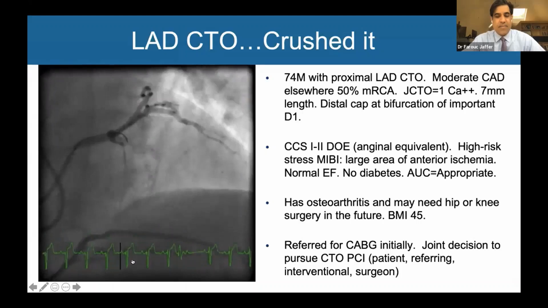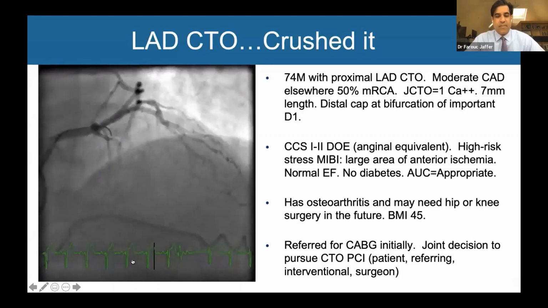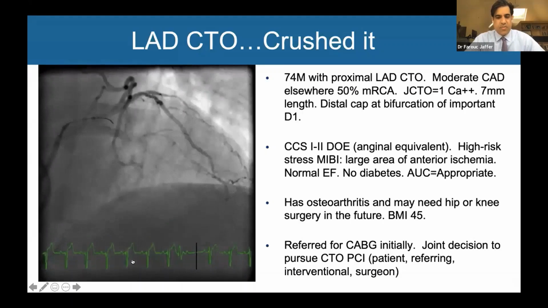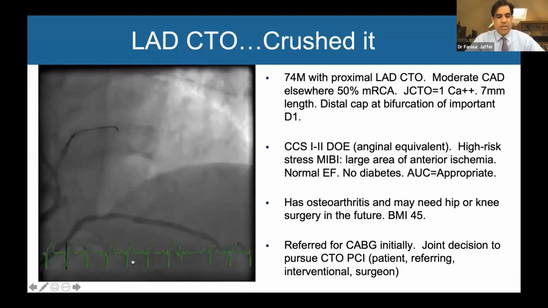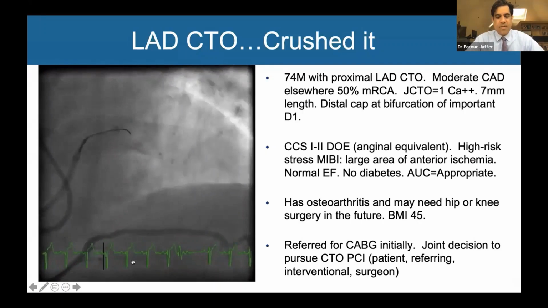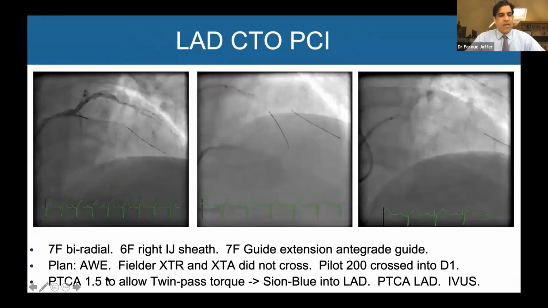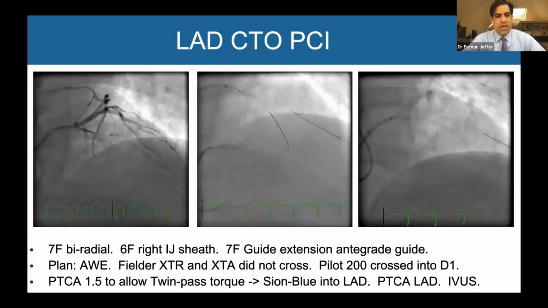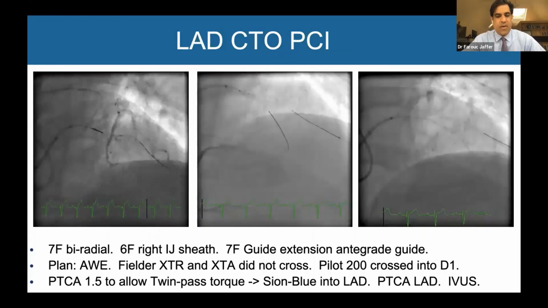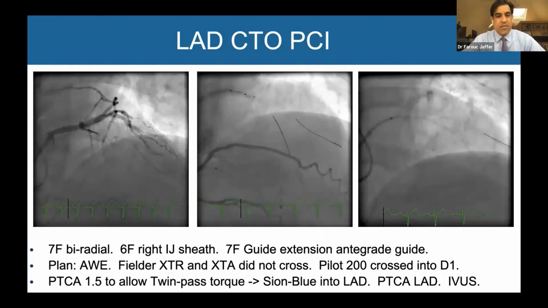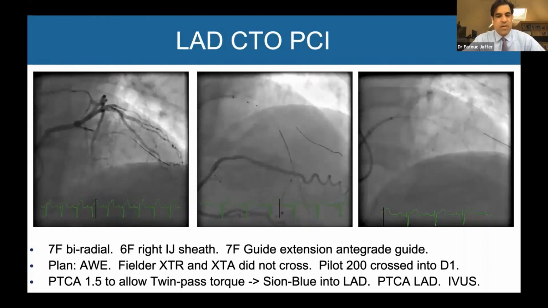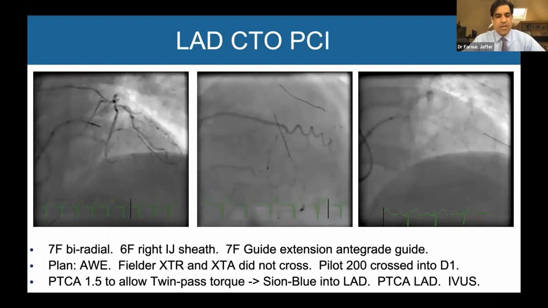High BMI, not an optimal surgical candidate. After a discussion with the surgeon and the patient and the referring cardiologist, the decision for CTO PCI was moved forward. Because of his larger size, this case was done biradially and with a venous sheath in the right IJ. We used the 7 French system for the antegrade side, and were able to cross quite smoothly with our third wire, Pilot 200.